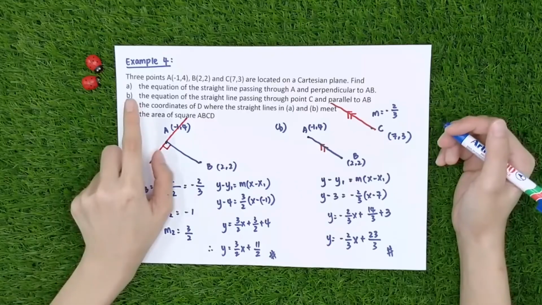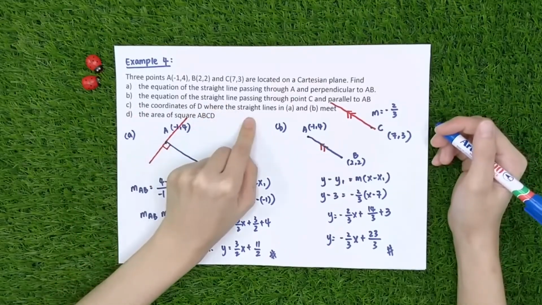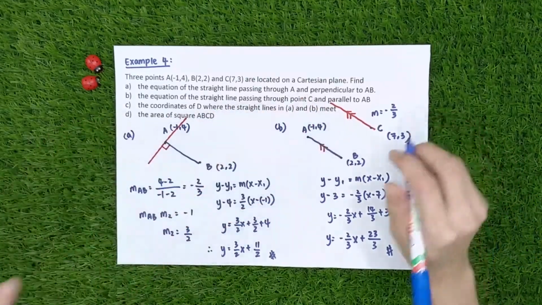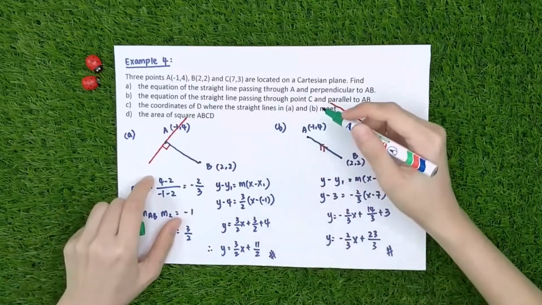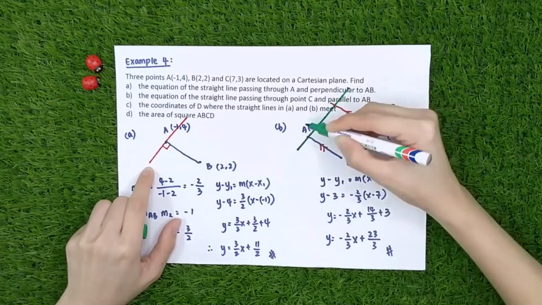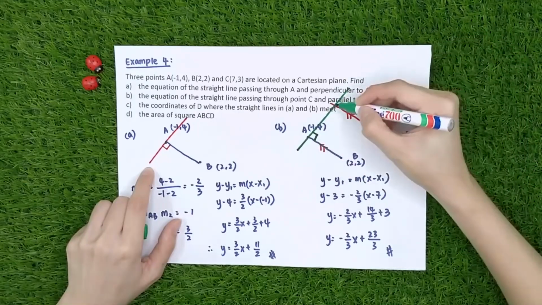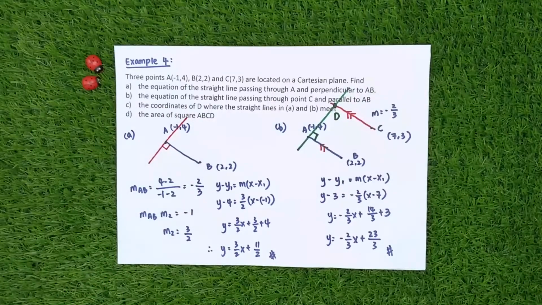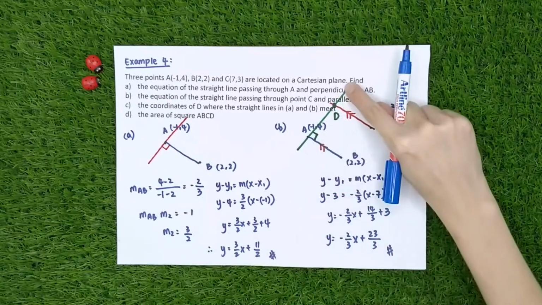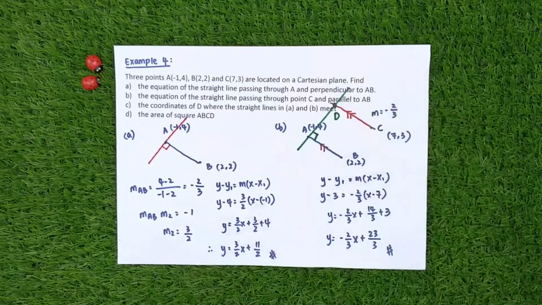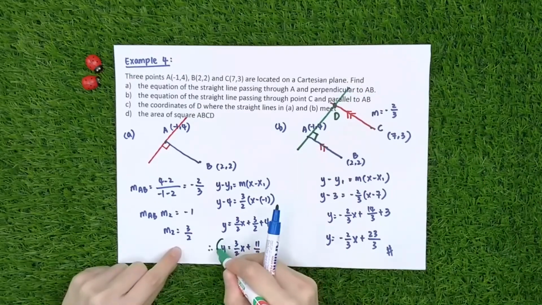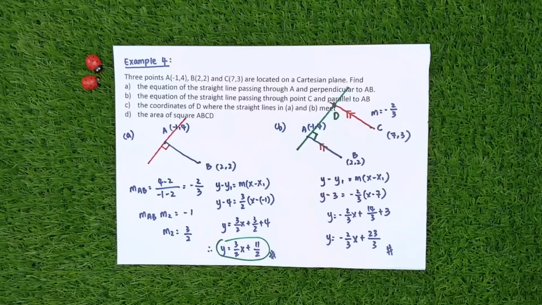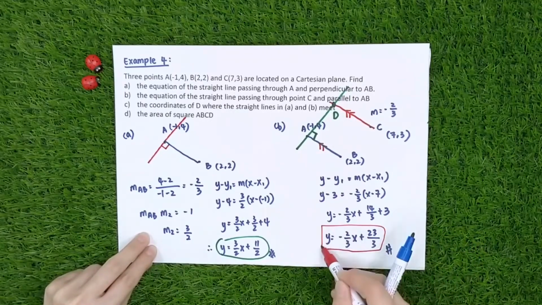Let us go to part C, the coordinate D, where the straight lines in A and B meet. Okay, this line and this line meet. That means for part A, this is the line. Okay, here is the perpendicular. Then we meet here, which is the coordinate D. So, do I have the equation of the green line? Yes, here it is. This is the equation of the green line which I found in part A. Do I have the equation for the red line? Yes, I have. This is the equation that I found in part B.